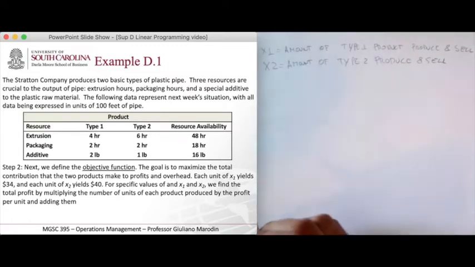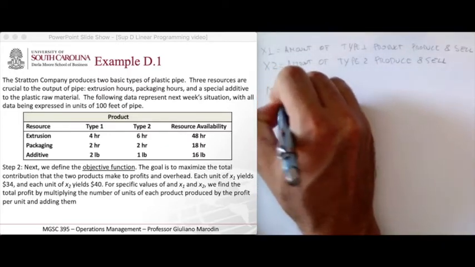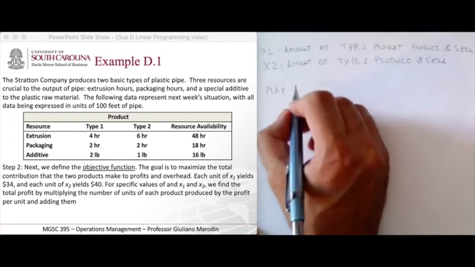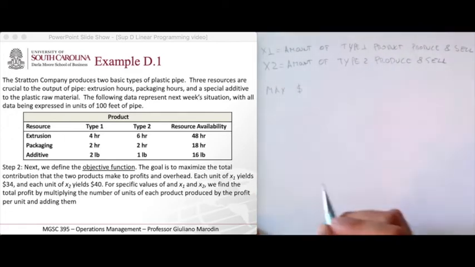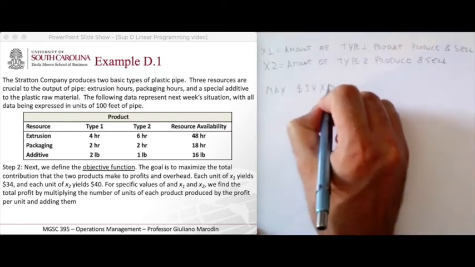So now we're going to write down the objective function for this problem. Am I going to maximize or minimize? I'm going to maximize, right? So that's profit. And how do I write this equation? Well, it's a simple revenue equation, right? So it's going to be $34 times X1.